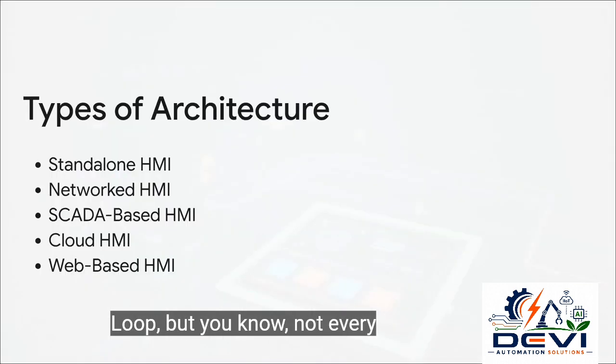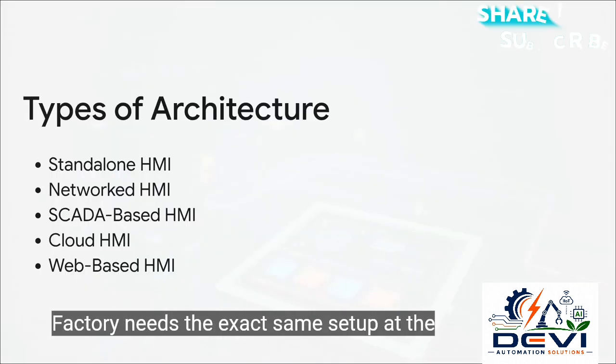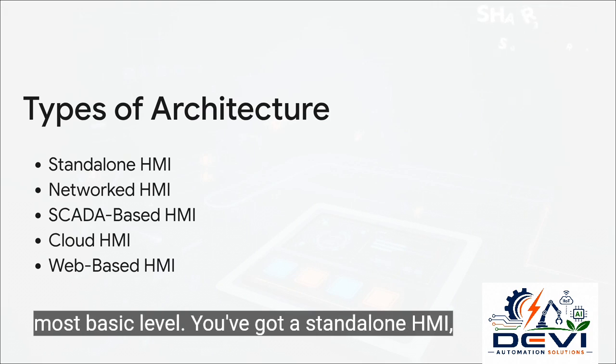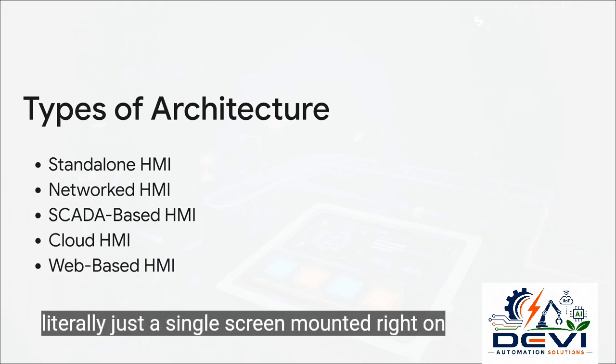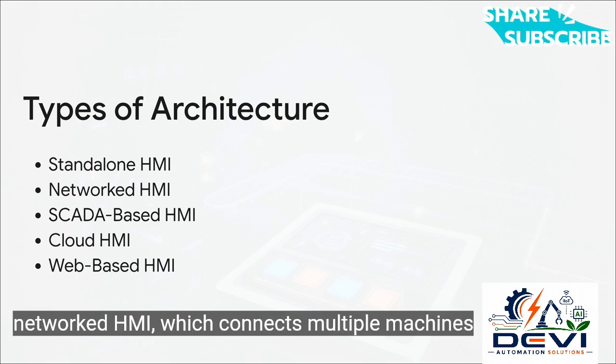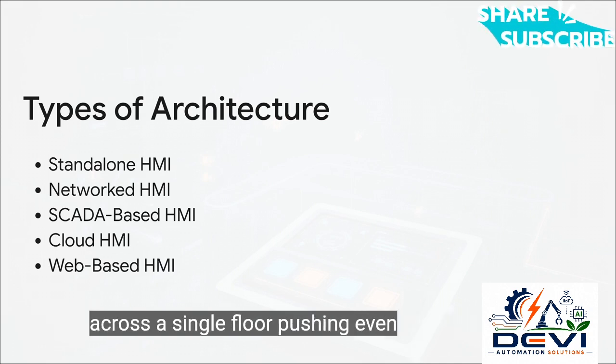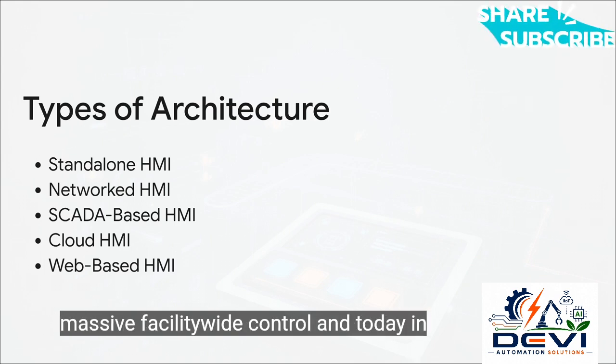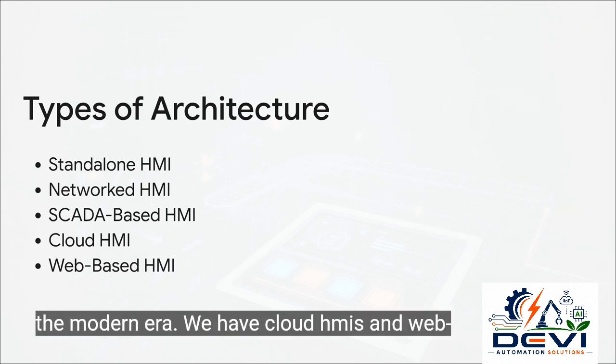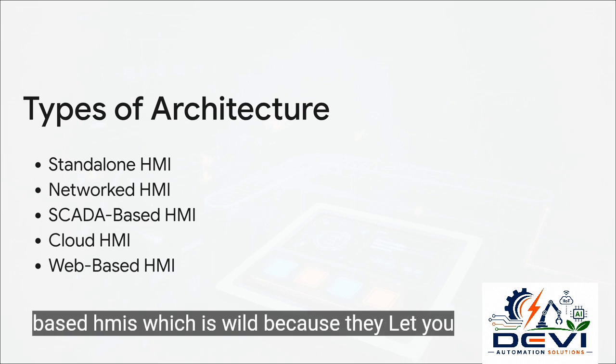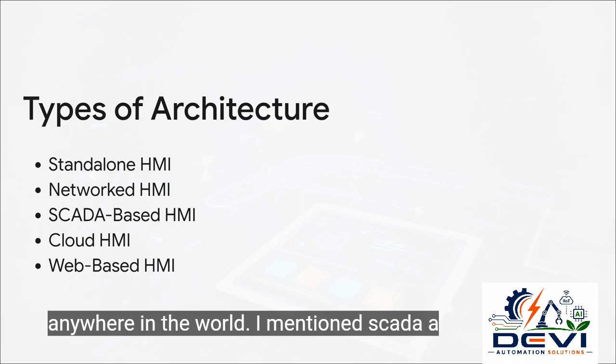But not every factory needs the exact same setup. At the most basic level, you've got a standalone HMI, literally just a single screen mounted right on one machine. From there, you scale up to a networked HMI, which connects multiple machines across a single floor. Pushing even further, SCADA-based HMIs offer massive facility-wide control. And today, in the modern era, we have cloud HMIs and web-based HMIs, which is wild because they let you monitor an entire production line from a laptop anywhere in the world.